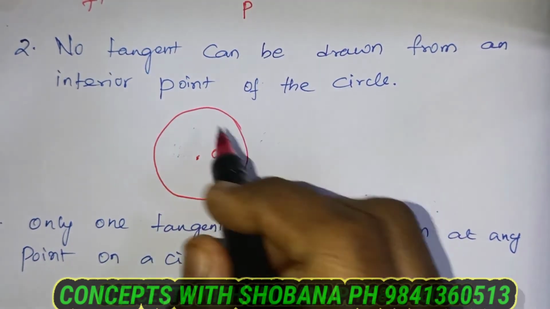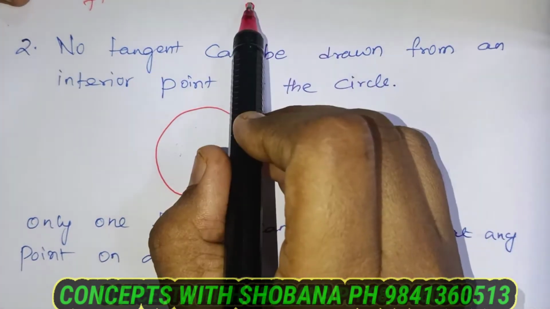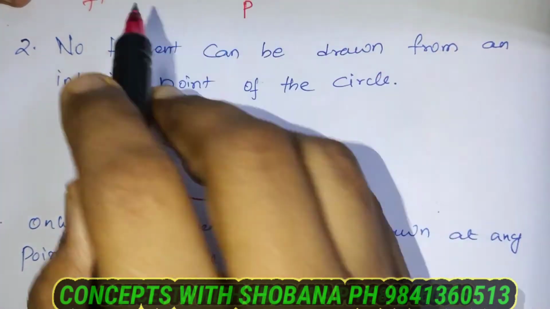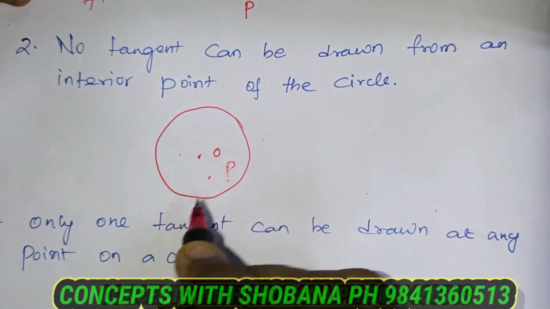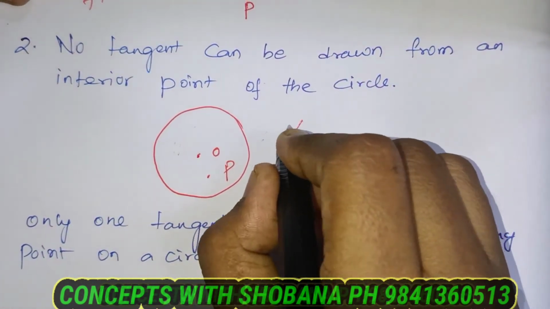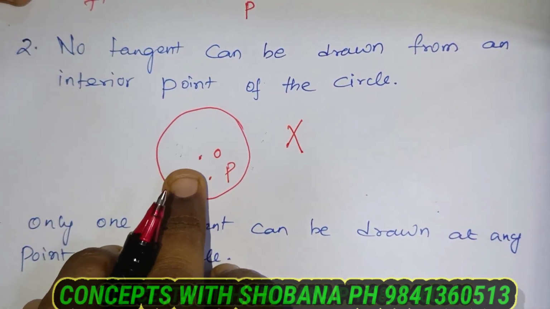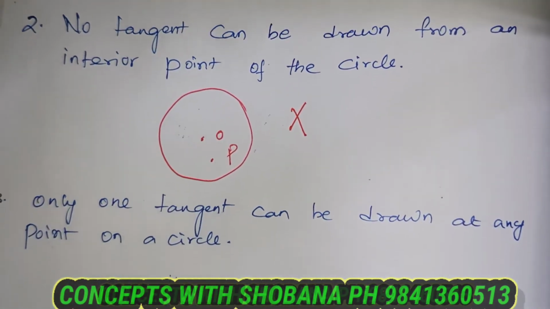If O is the center, no tangent can be drawn from an interior point of a circle. In the last theorem, we had taken P on the circle. If you take P over here, through P you cannot draw a tangent. So no tangent can be drawn if the point is inside the circle. This is theorem number 2.